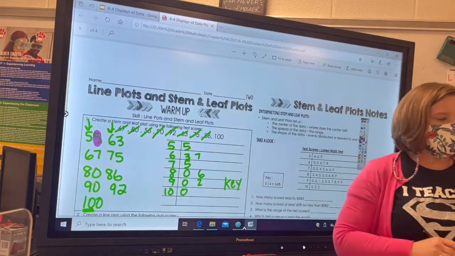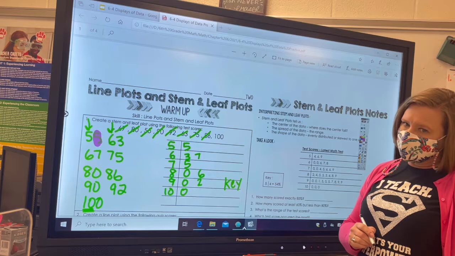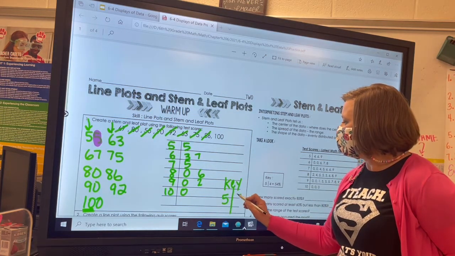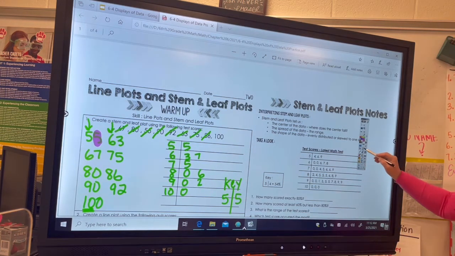So which one you want to use? What number? 55. So put a 5, your line, and a 5. Yay! Good job. All right, let's look at the next one.